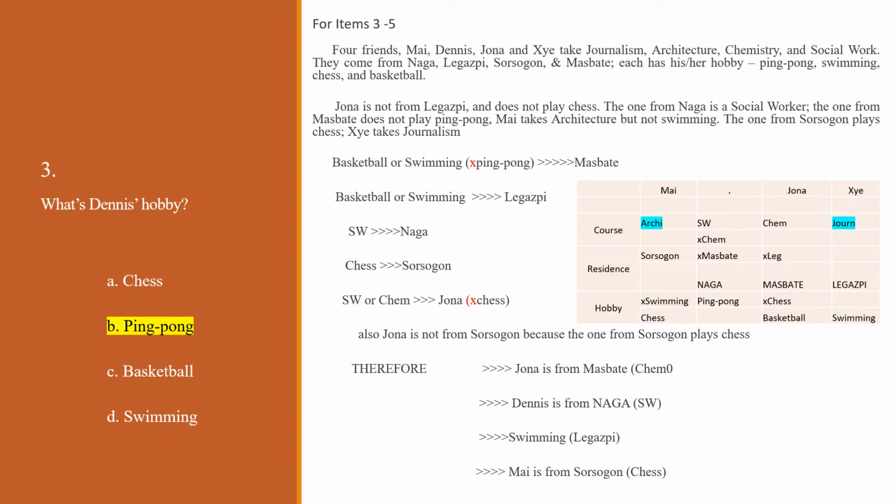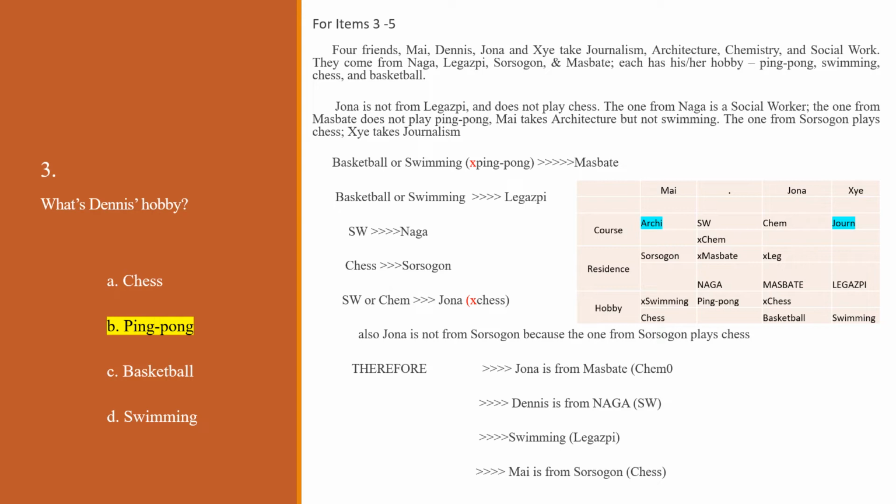So that being the case, we understand that Jonah is either a social work student or a chemistry student. And because Jonah is not from Sorsogon, the one who is from Sorsogon will either be taking architecture or journalism. And so, from all the givens, we now can conclude that Jonah is from Masbate, and Dennis is from Naga taking up social work.